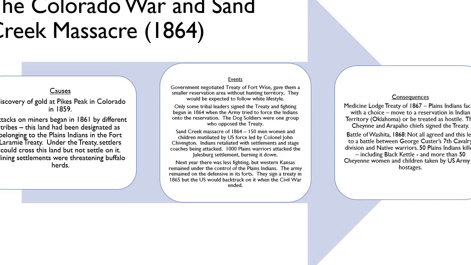Again, many of the Cheyenne and Arapaho chiefs signed the treaty, but not all agree. Black Cattle was one of those. He doesn't agree, and he's one of the leading Indian figures in this period, and he's involved in a battle with the US Army, the Battle of Washita in 1868, which involved not General, at that time, but George Custer and his 7th Cavalry Division. Black Cattle was killed by Custer in that battle, and the Indians were defeated. More than 50 Cheyenne women and children were taken by the US Army as hostages. And ultimately, the Colorado War ends in a significant defeat for the Cheyenne and Arapaho.